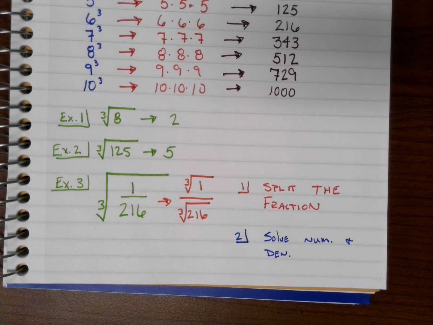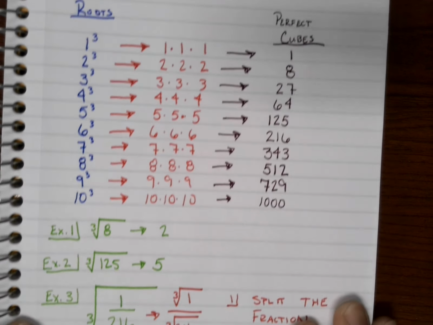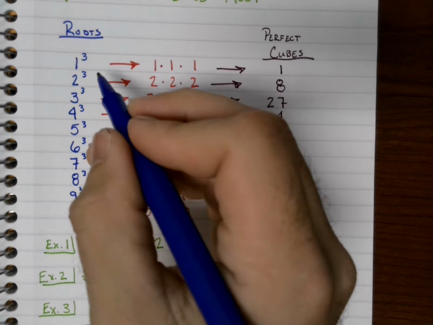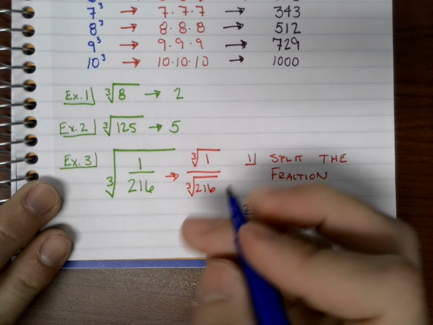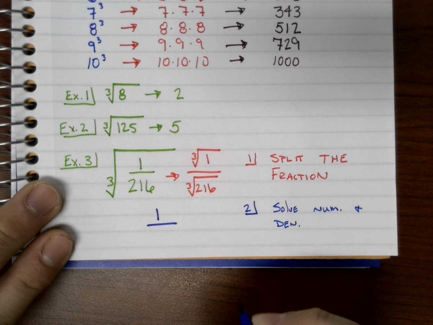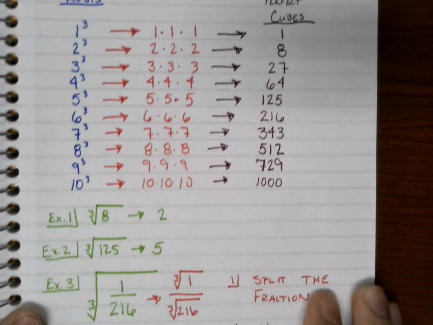Okay, so is 1 a perfect cube? Let's look at our list. Yes, it's 1. So I know the top part is going to be 1 over, is 216 a perfect cube? Look at our list. 216 is a perfect cube. It's 6. So the cube root of this would be 6, and our answer would be 1/6.